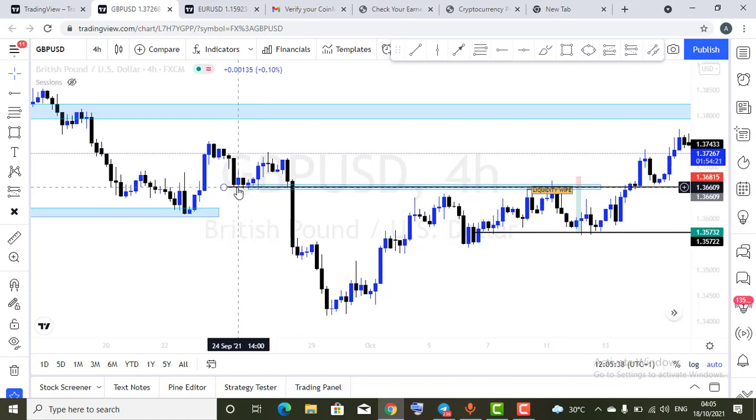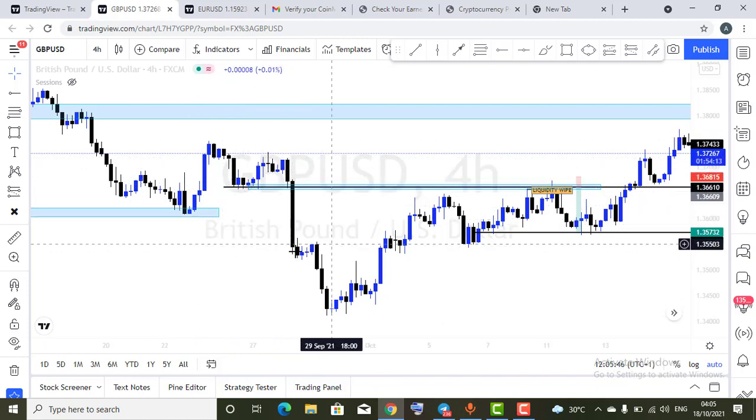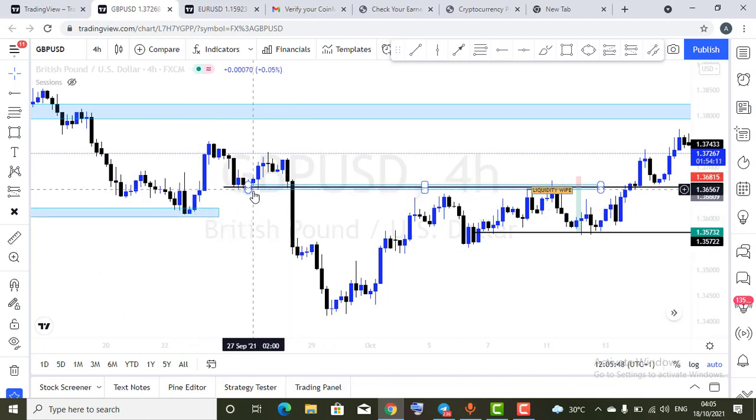Which is on the neckline of this M pattern. If you can see, this is a very clean M pattern. And most times when we have an M pattern like this, the retracement comes on the neckline of the M pattern, which is also in line with the open of the daily candle that we placed, right?